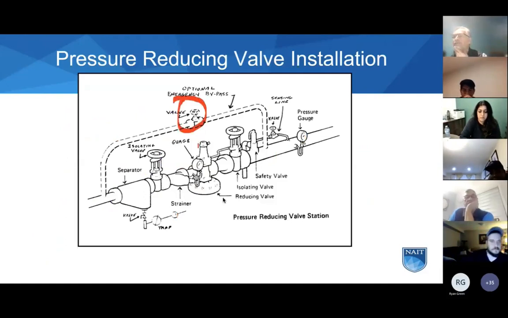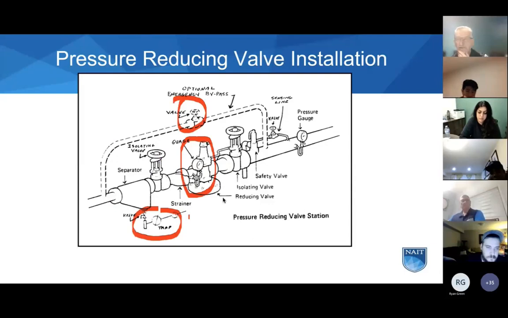Bypass. The pressure reducing valve is here. This has a steam trap, so this is a steam pressure device, with a pressure gauge and a sensing line over to the valve. So this would be one that's automatically adjustable.